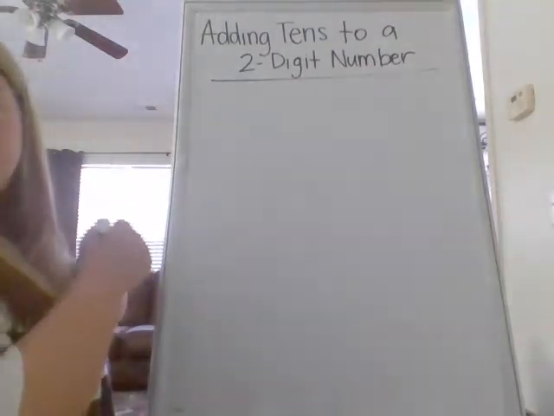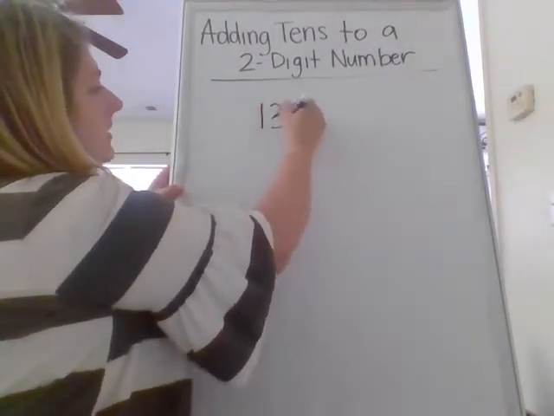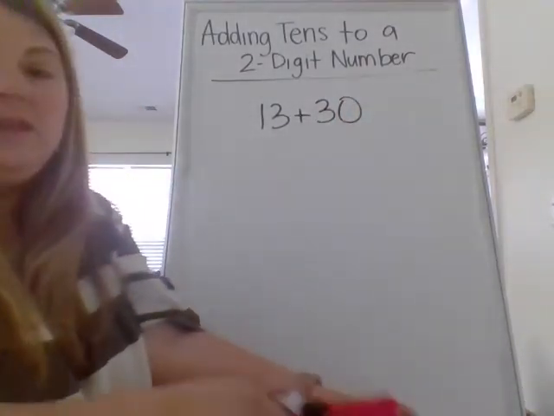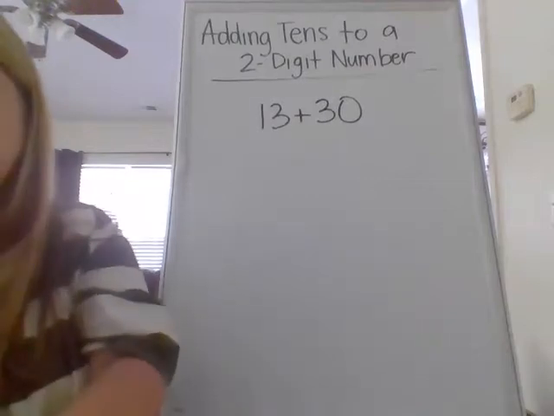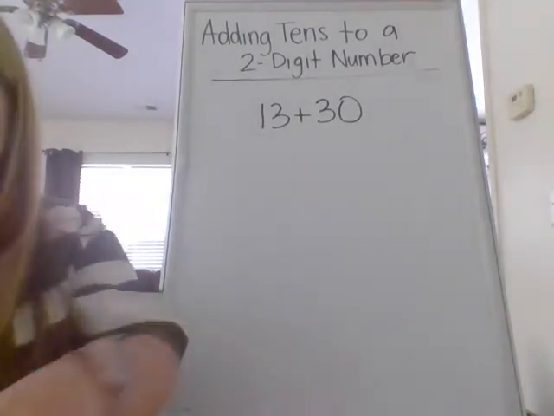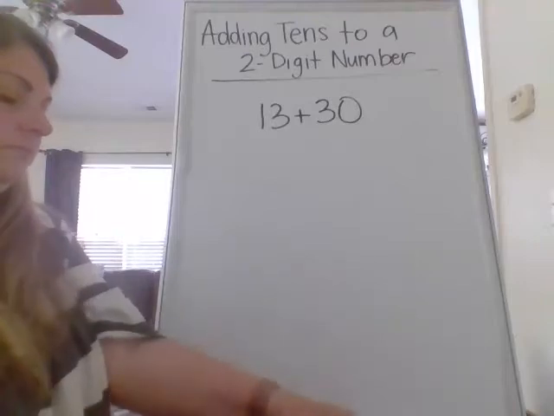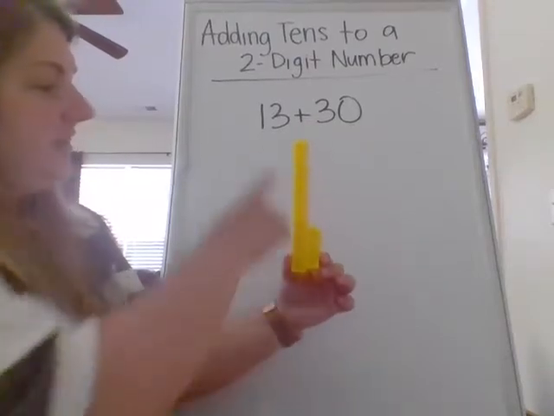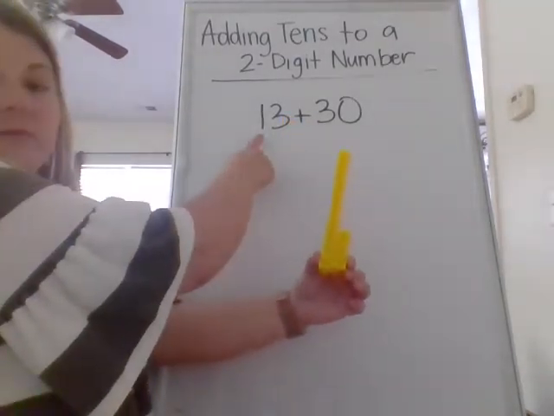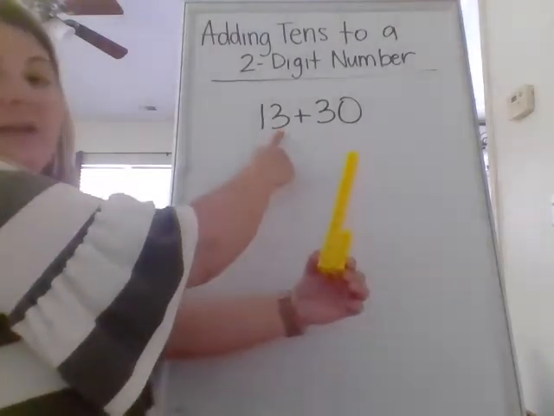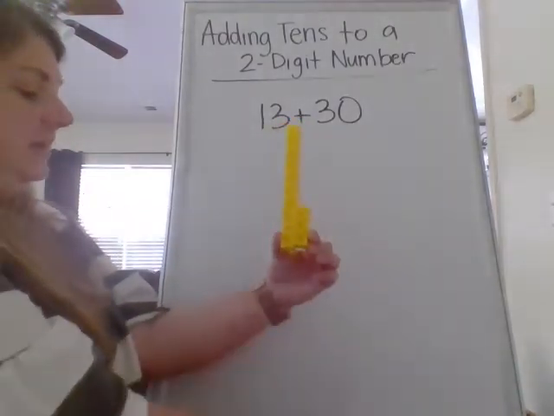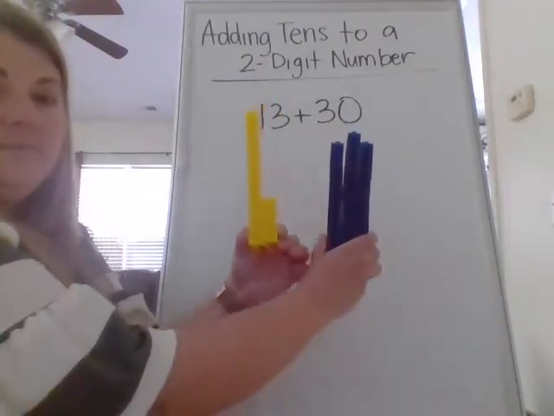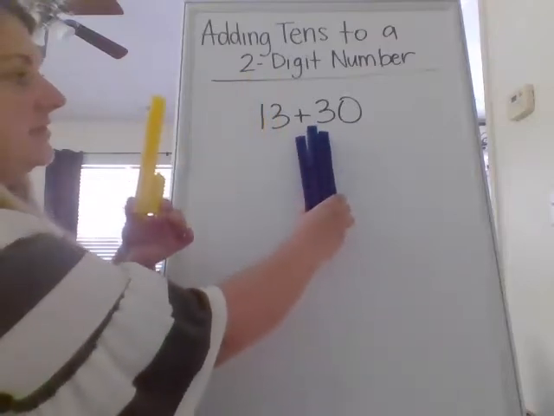All right, this next problem is 13 plus 30. All right, while I get my cubes ready, you be thinking about how you would solve 13 plus 30. All right, I've got 13 yellow cubes. 13. 1 10, that's what that 1 is for, and 3 ones. That's what that 3 is for. 13 plus 30. Okay, see, I've got 3 10s. That's what that 3 is for.